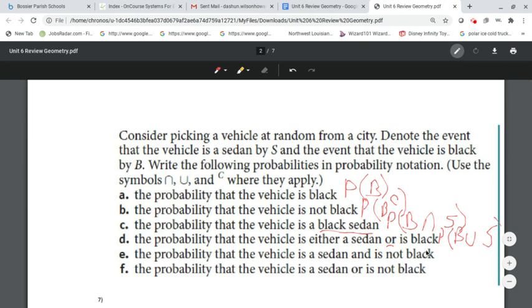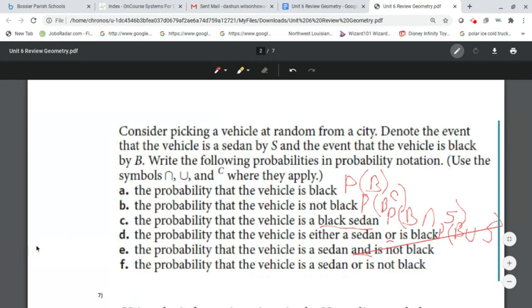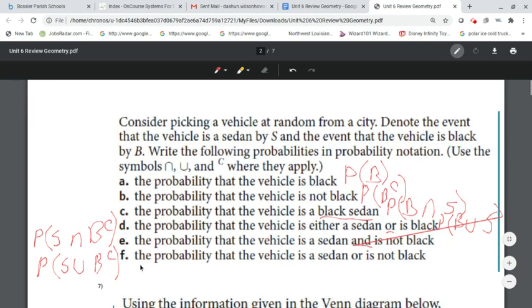And the probability of it being a sedan and not black. So again, and means intersection. So we're going to do probability of sedan and not black. All right, and the last one, sedan or not black. So that will be the probability of sedan union not black. All right, and that's all you have to do with that.